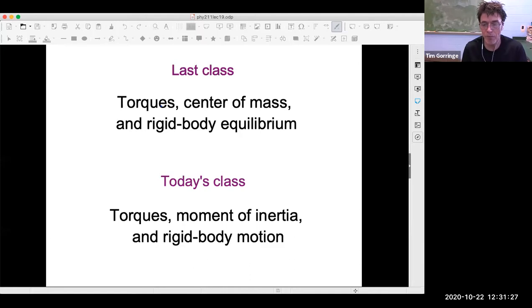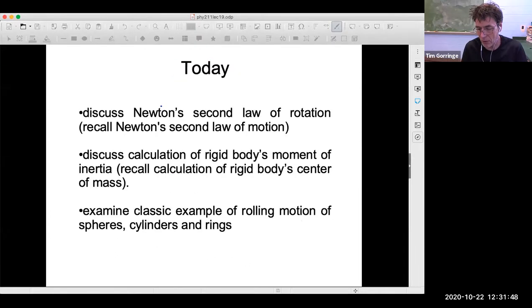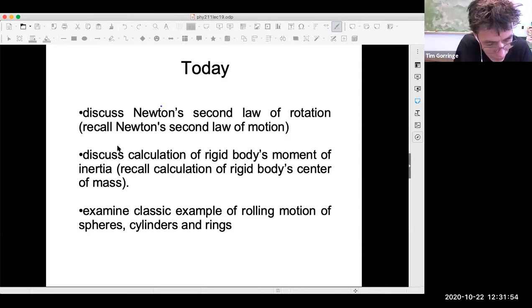In the last class, we talked about torques. In this class, we're going to talk some more about torques. In the last class, we talked about center of mass of a rigid body. We're going to talk about another quantity, the moment of inertia of a rigid body, in today's class. And we're going to work our way through rigid body motion. Specifically, on this slide here, these are the topics I want to go through.